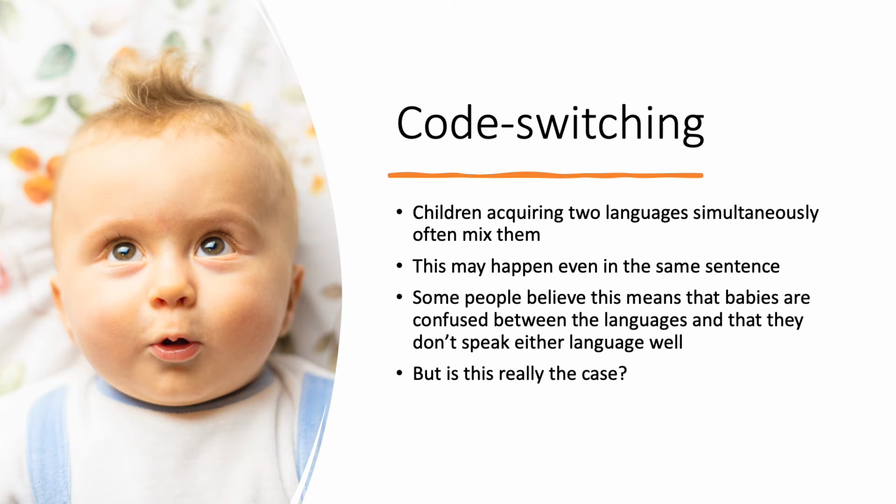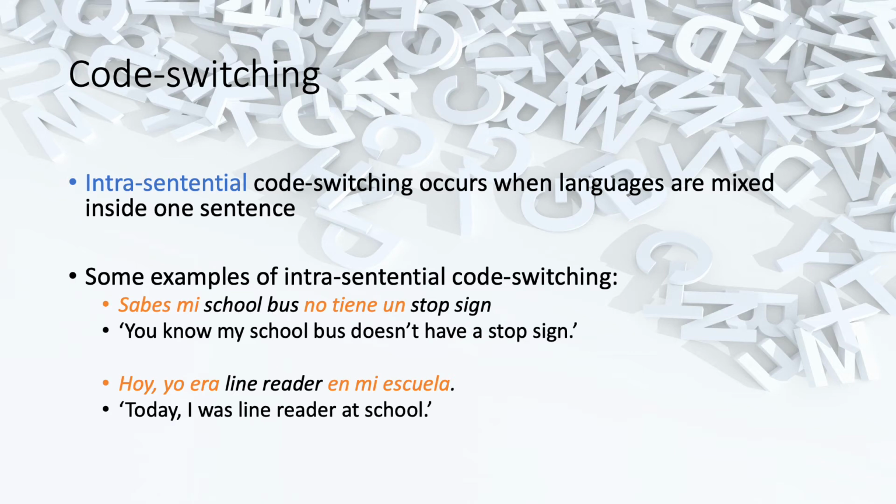They are worried that such children might be at a disadvantage and might actually struggle to learn either of the two languages really well. But is that really the case? Let's look at some examples of code switching. The type of code switching that is particularly relevant in this respect is the intrasentential code switching. That is, the switching that occurs when languages are mixed inside one sentence.